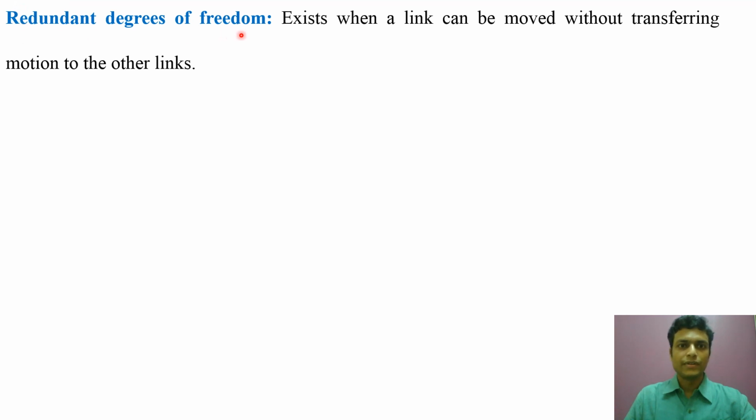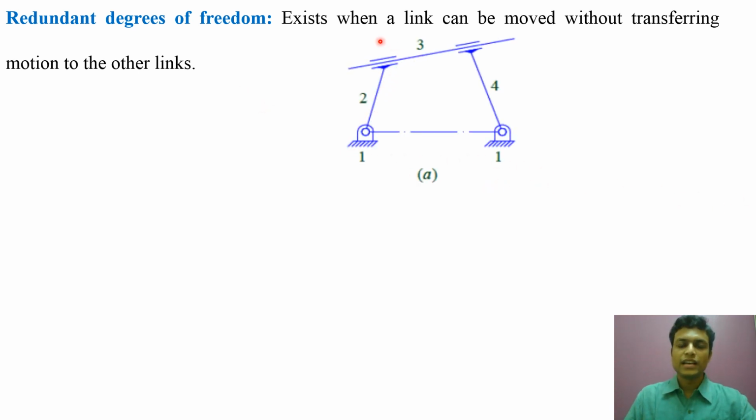Redundant degrees of freedom. Redundant degrees of freedom exist when a link can be moved without transferring motion to the other links. Let me explain this. This is the mechanism, say mechanism A, in which link 3 can slide without transferring motion to link 2 and link 4. So this degree of freedom of link 3 is called a redundant degree of freedom.